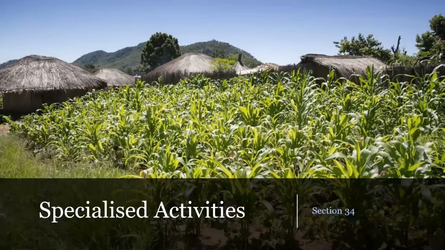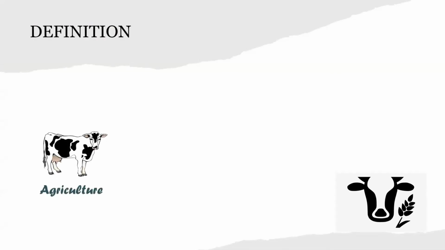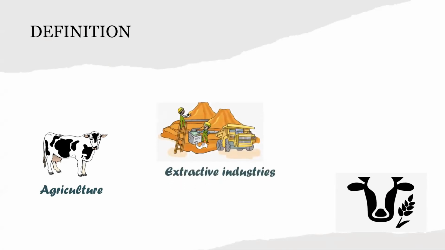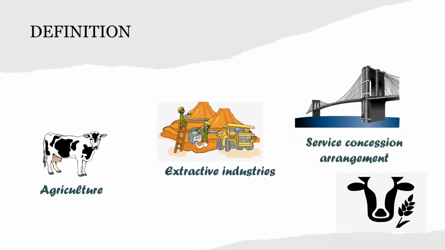Next is the specialized activities, section 34, for SME. So, sa section na po, meron siyang three items na separately, na merong mga separate standards for pool. So, it includes yung agriculture, extractive industries, and service concession arrangement.